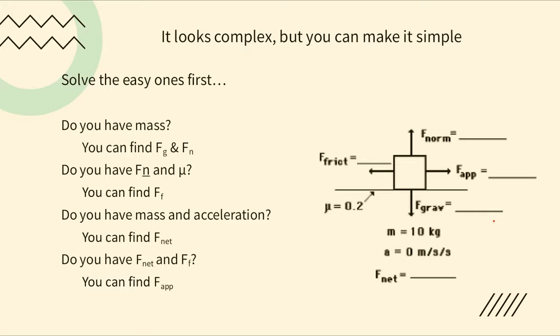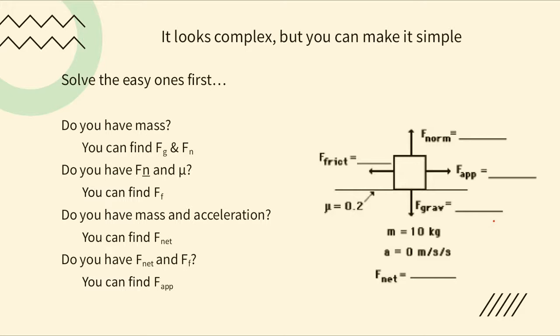The easiest way to attack this is usually finding Fg and Fn. Again, if you have the mass, those are the easiest ones to find. And once you solve for one thing, it becomes another clue piece to the puzzle, and you can use that clue to solve something else. So again, while it looks complex, you're just doing basic stuff that you've been doing. It's just being combined into the same problem.